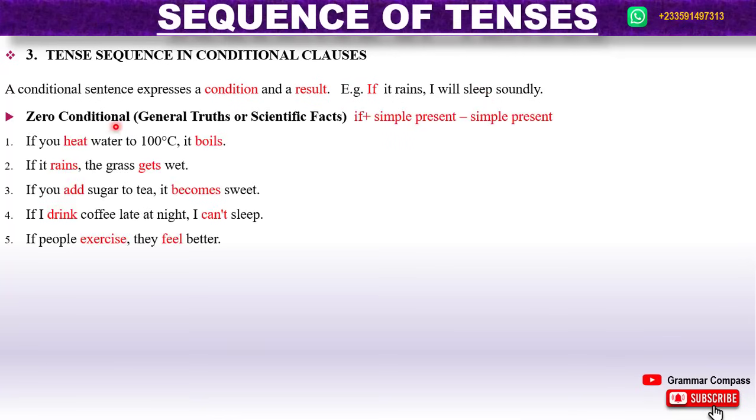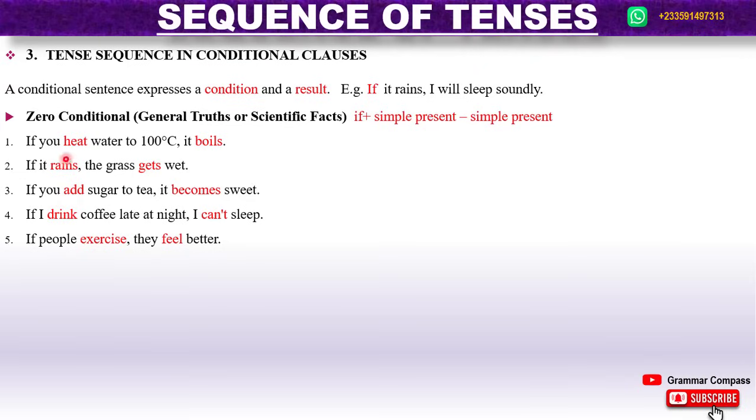The first type of conditional sentences is the zero conditional. This is usually used to talk about general truths or scientific facts. The form of the verb in the if clause is normally in the simple present. For example, if you heat water to 100 degrees, if it rains, if you add, if I drink, if people exercise. Here we are talking about general truths and scientific facts.